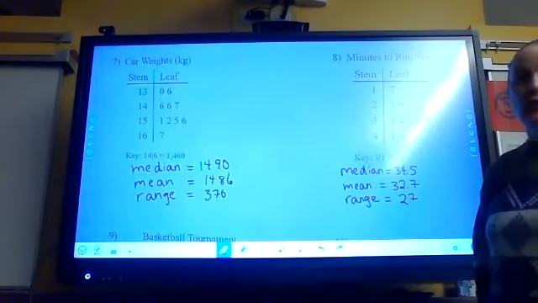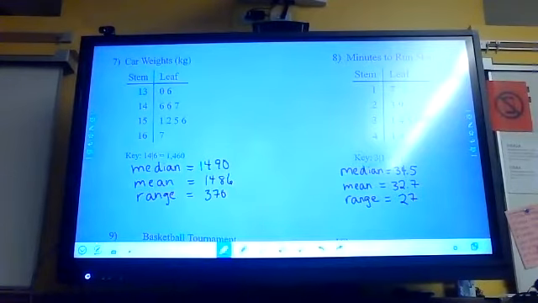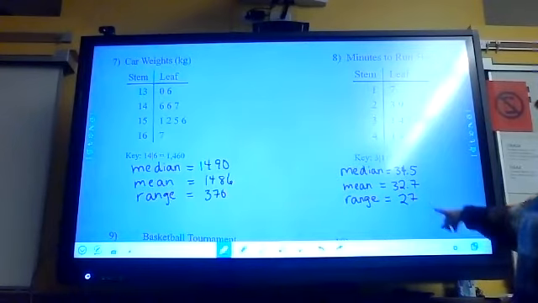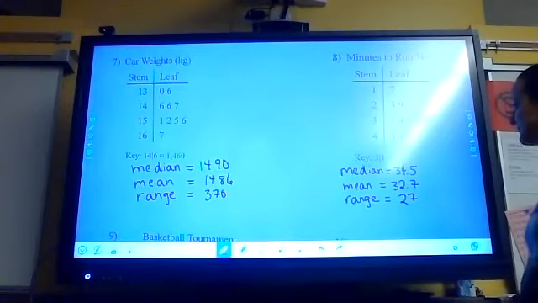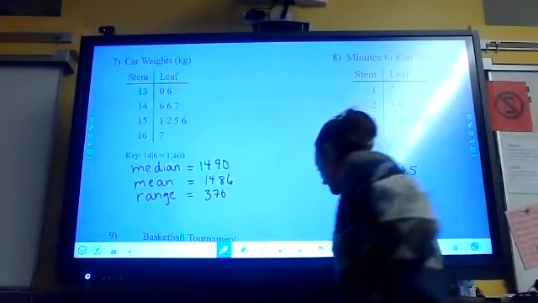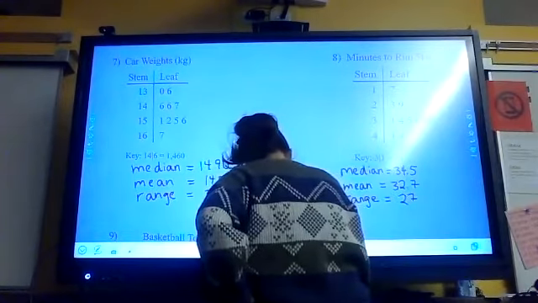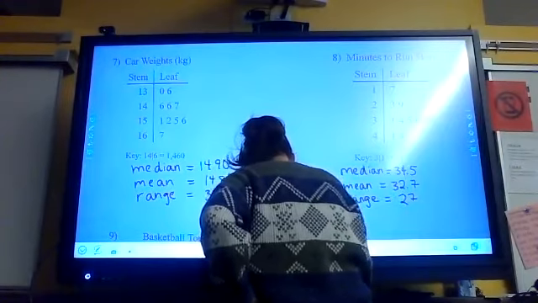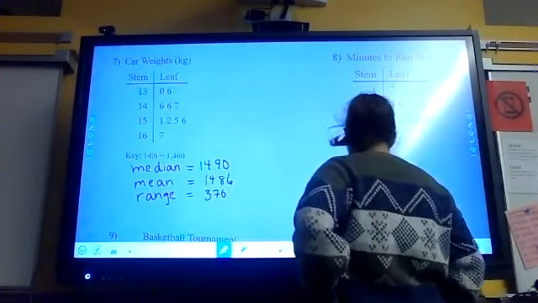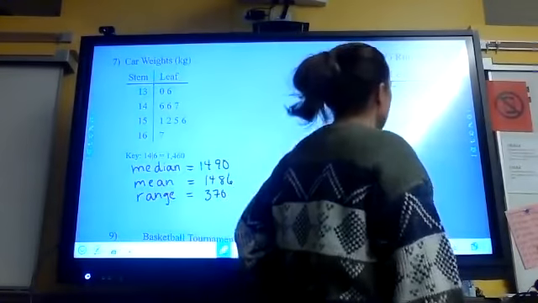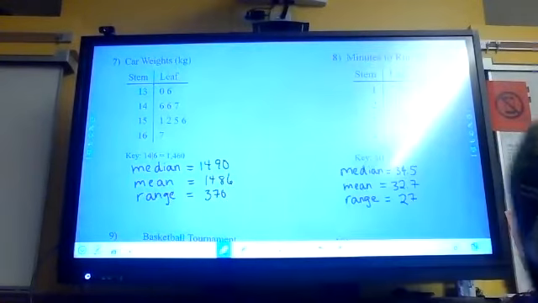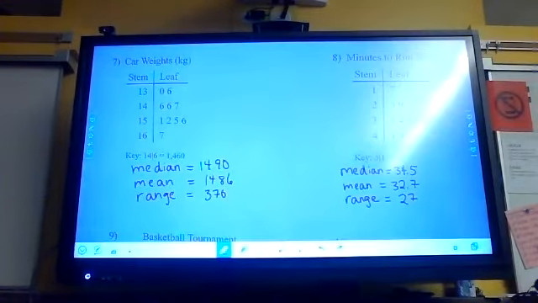Okay, how long does it take you to run a 5K? Well, the middle is about 34.5 minutes. The average person takes 32.7 minutes, and our range is 27. That is a little bit crazy. So, the thing I love about statistics, I don't think that is a correct range. It should be 17. Oh, that just means there's 27 minutes difference between the leader and the slowest person.